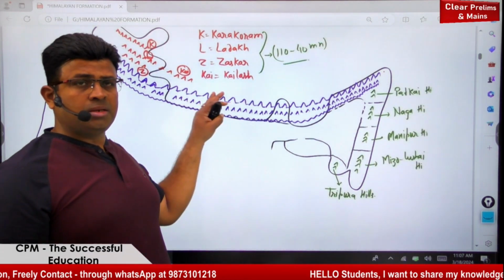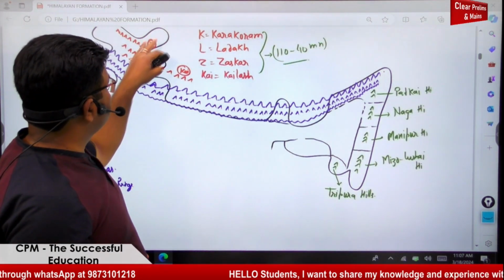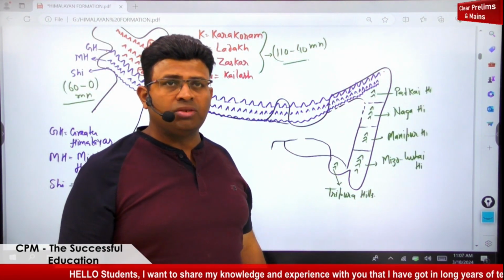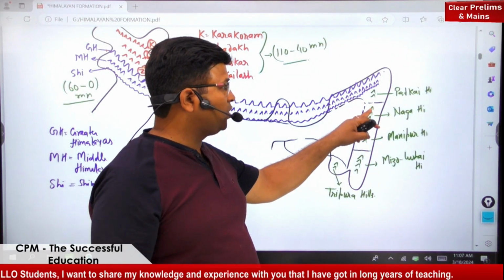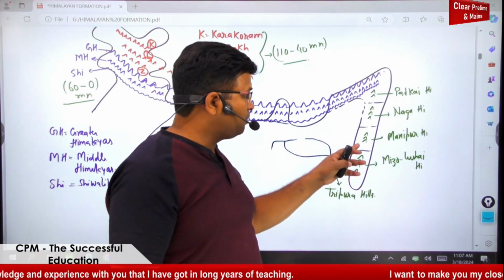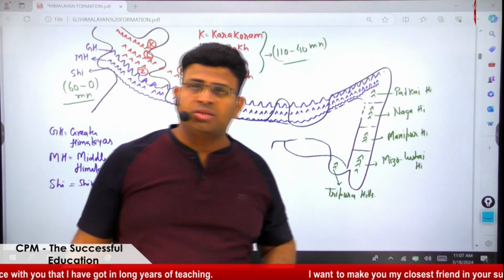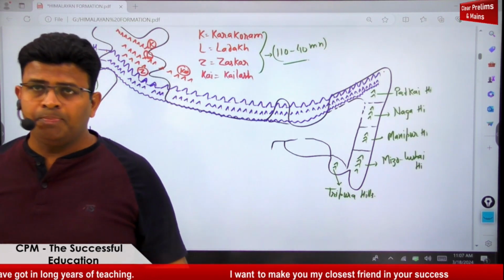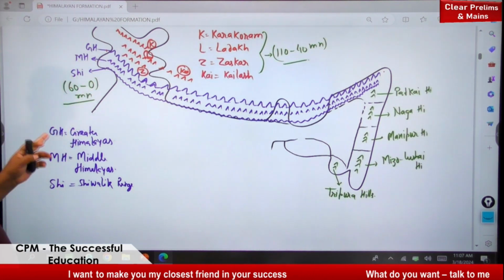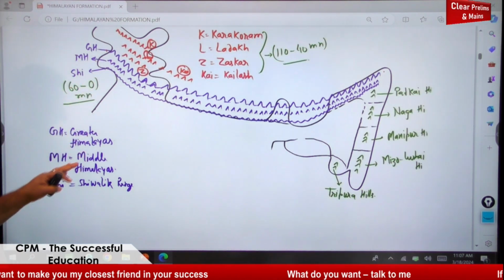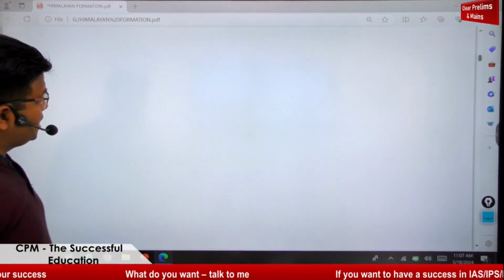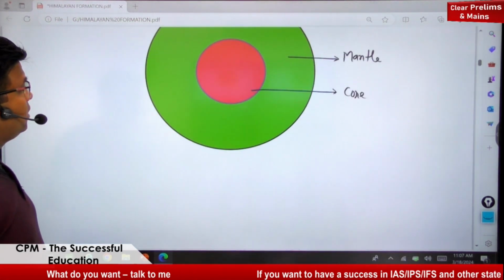Understood? So these are the actual Himalayas, and these red areas are the Trans Himalayas, and the green color you can see is the Purvanchal Hills. You can see the Patkai Hills, then Arunachal Pradesh, the Naga Hills in Nagaland, the Manipur Hills in Manipur, the Mizo and Lushai Hills in Mizoram, and the Tripura Hills in Tripura. So these are the things we'll have to understand. Here GH means Greater Himalaya, MH means Middle Himalaya, and SHI means Sivalik range. So we have to understand the formation of this.